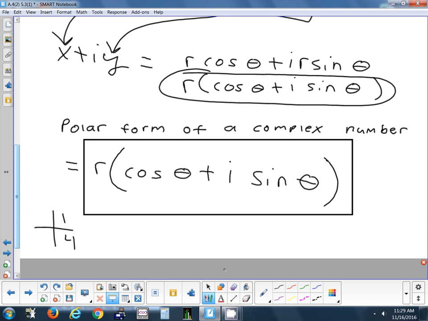What if you're in 2 or 3? Yeah, you have to add the 180, or pi if you're doing it in radians. Right? So I'm not going to write that all down again. You already have all that from yesterday. Okay? And it's exactly the same.